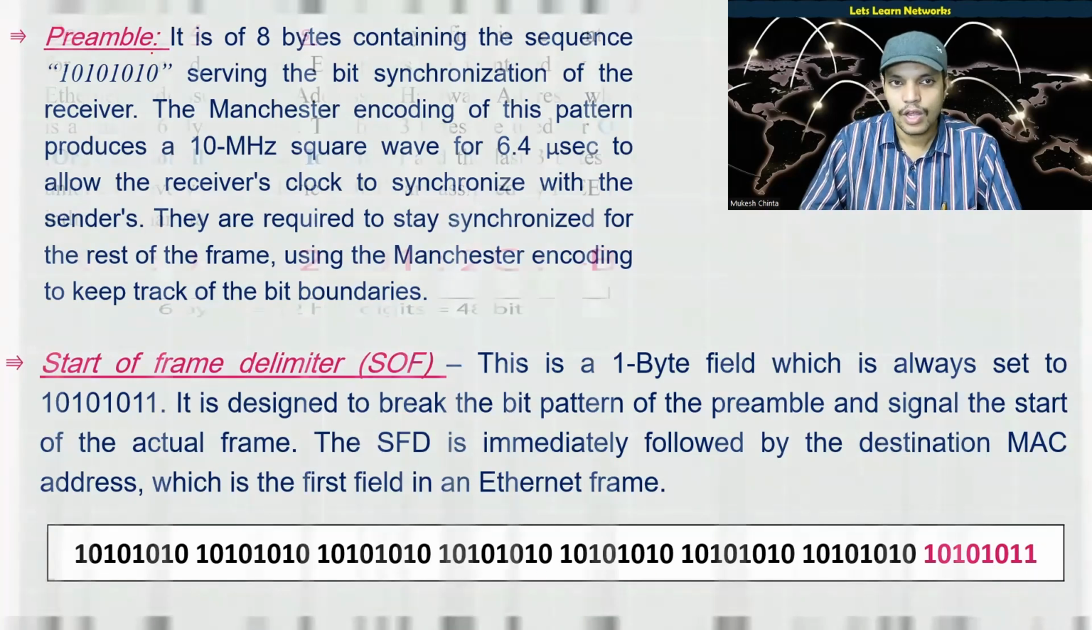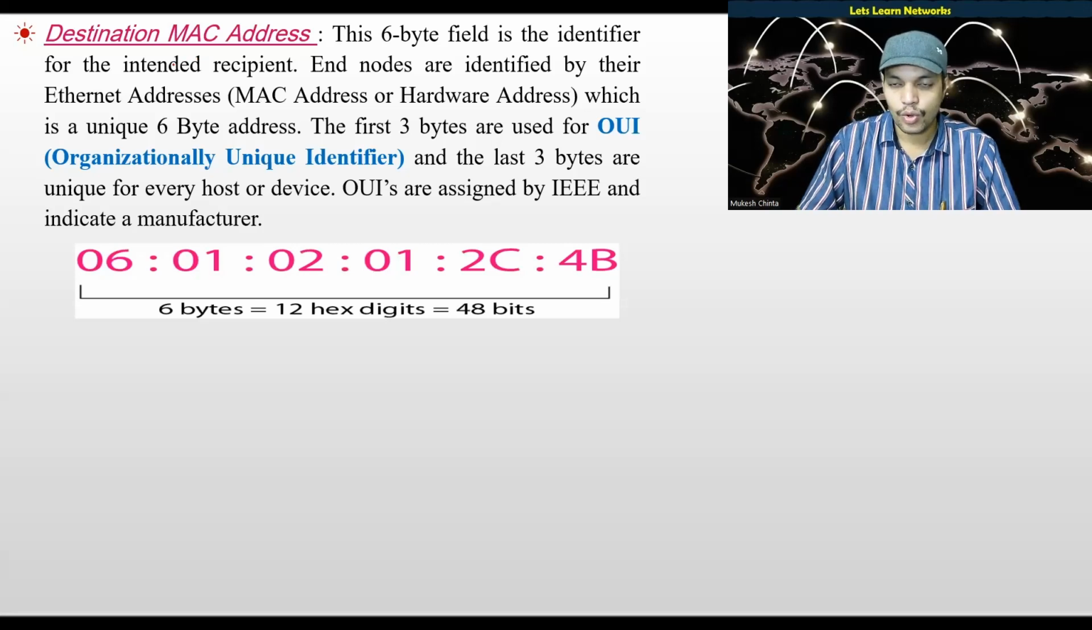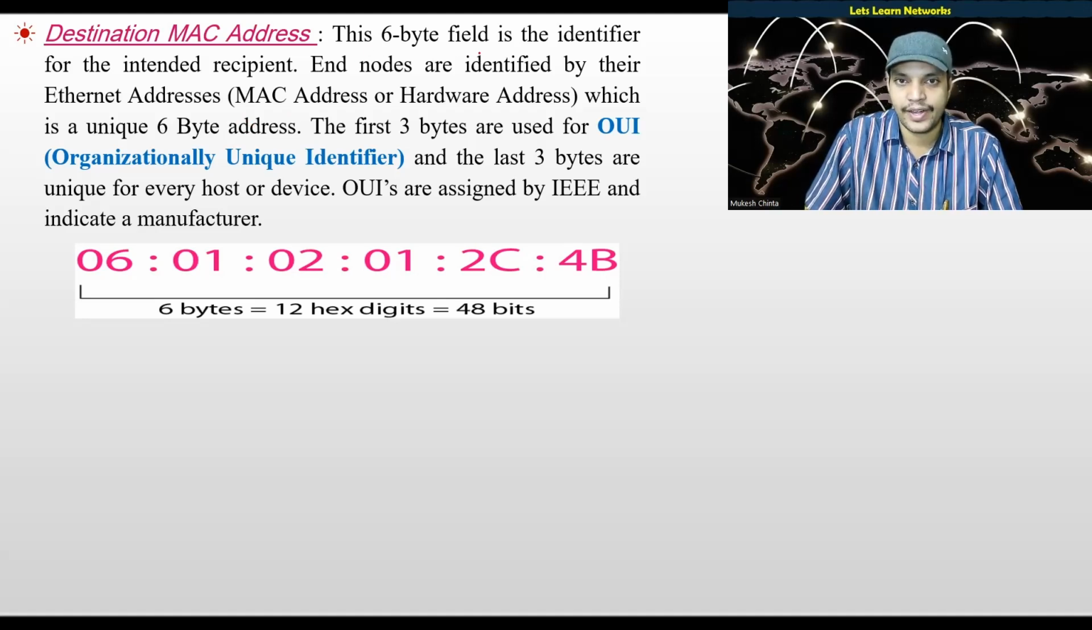Now, what is this destination address? You know that in the data link layer, we use something called a MAC address. We also call it a physical address or Ethernet address. So this 6 byte field is the identifier for the intended recipient. To whom you are going to send your frame is identified by the destination MAC address field.